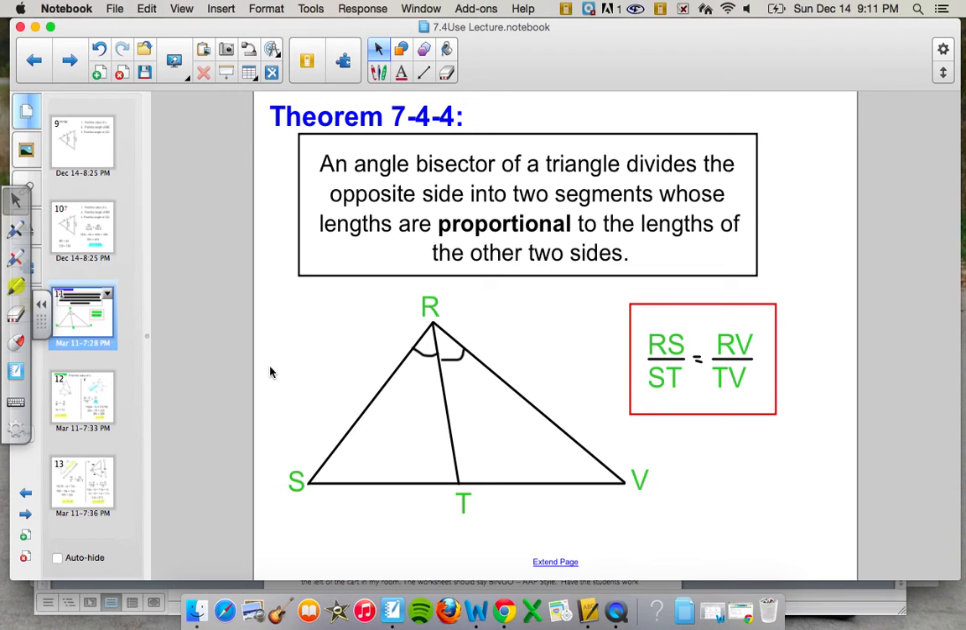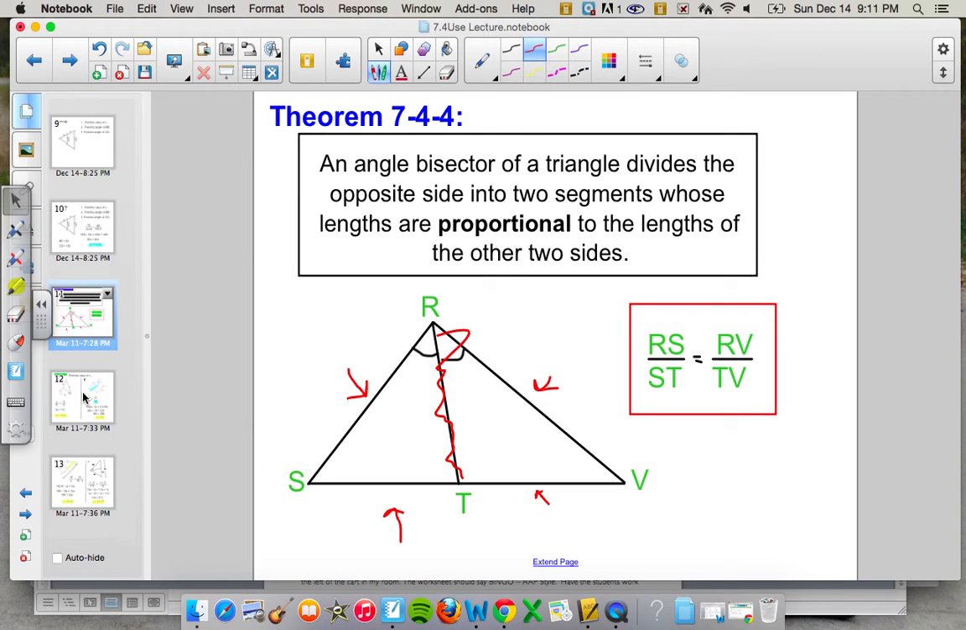is equal to RV to TV. So when we think about this angle bisector, it really doesn't even matter. So we can just cross this out. It doesn't matter. You're going to take RS and put it over ST, and then you're going to take RV and put it over TV, and then you're going to just set those equal to each other.